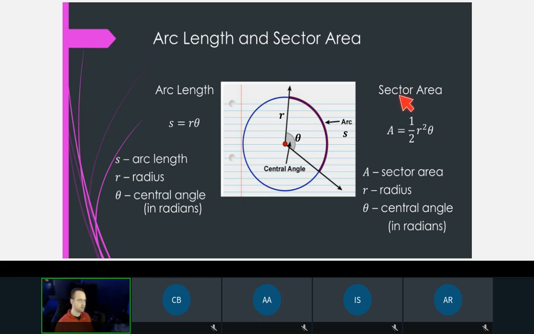All right, and then sector area. This is the area of this little piece right here. This would be your area. The shaded portion, if it was shaded, is 1/2 times your radius squared times theta.